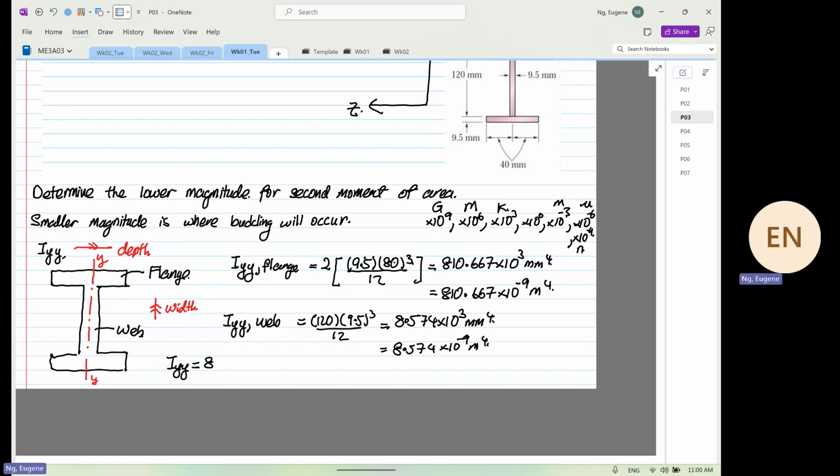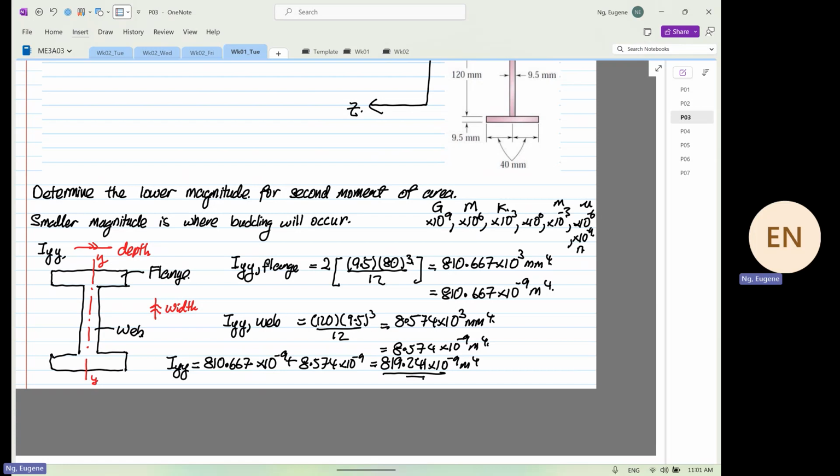Y is equal to 810 times 10 to the power of -9 plus 8.574 times 10 to the power of -9. So this will become 810.667 plus 8.574, which is 819.241 times 10 to the power of -9 meter to the power 4.